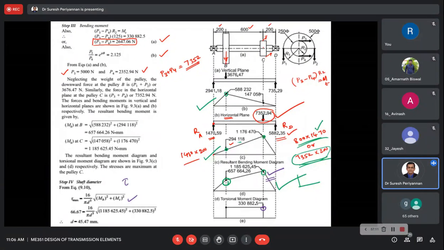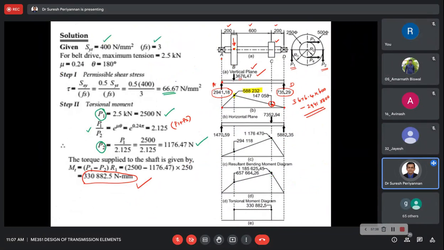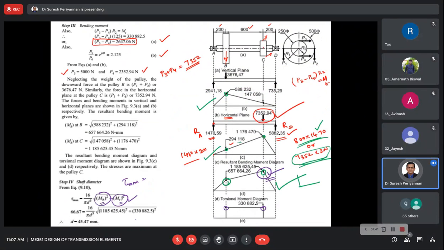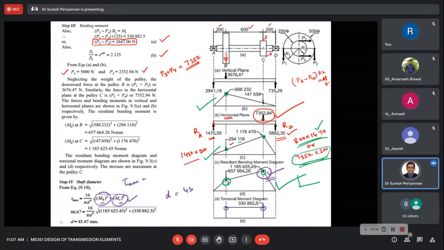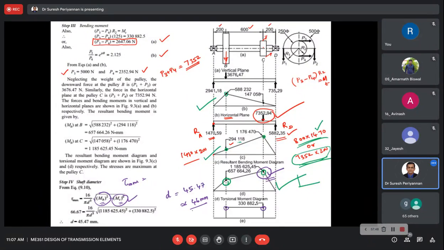We already discussed. Tau max is equal to 16 by pi d cube times the square root of Mb squared plus Mt squared. The Mb is going to be this value. The Mt is going to be this value because it is almost constant; pulley B and C are both the same. Then the permissible stress value we already know, and then we are able to find the diameter of the shaft. Then D is equal to 45.47, so 46 mm. This is the diameter of the shaft.